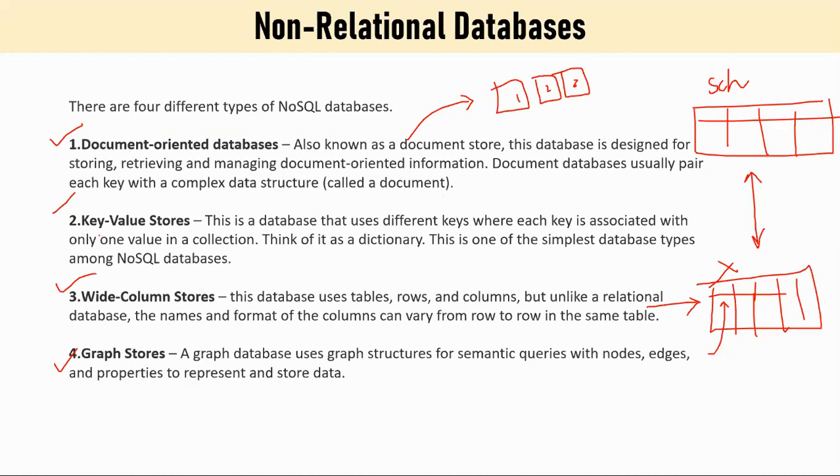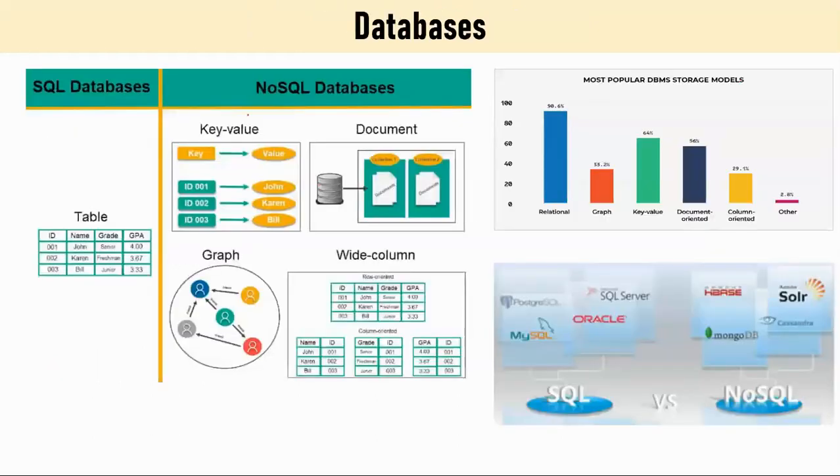And one more is key-value stores. So non-relational databases have a second type, that is key-value data, where the data will be stored in the form of a key and value. Something like that, key-value.